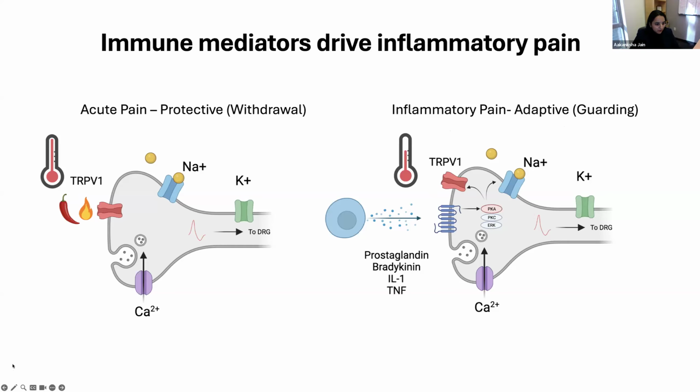Can you guys see my pointer? Yeah, we can see that.